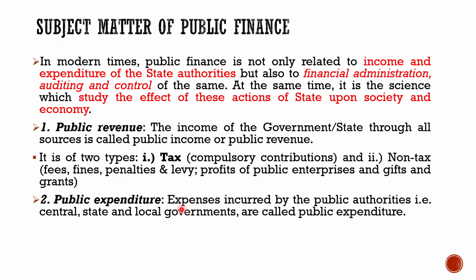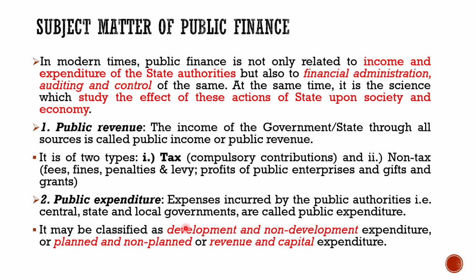And what is public expenditure? The expenses incurred by the public authorities like central, state, and local governments are called public expenditure. It may be classified as development or non-development expenditure, planned and non-planned expenditure, and revenue or capital expenditure. We will get to know the basic difference between these different types of expenditure in our later lecture videos, and here we would be focusing only on the subject matter.